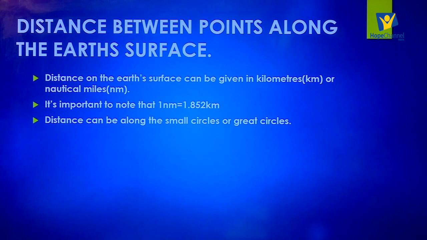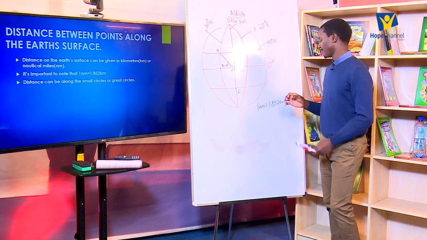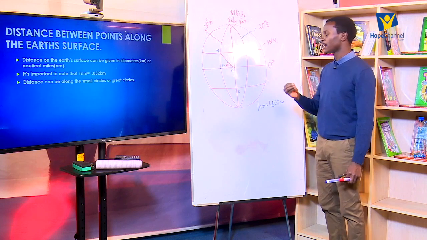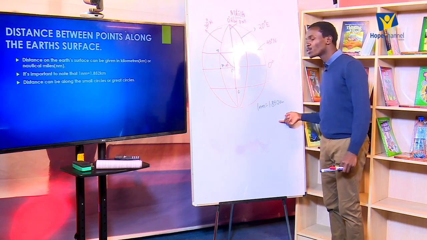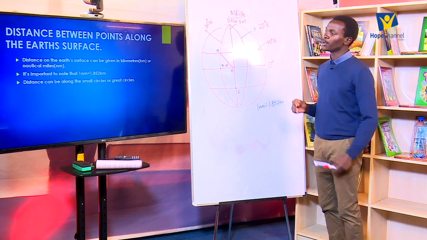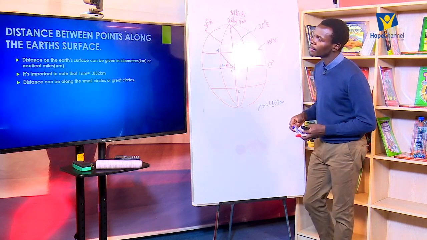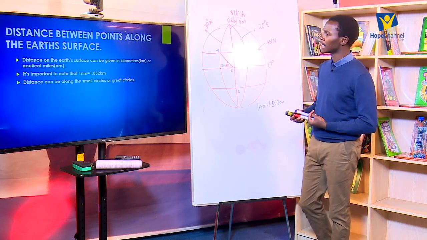1.852 kilometers as the relationship between nautical miles and kilometers. Sometimes you are given a different value in the exam. So if you are given in the exam 1.852 or 1.853, be sure to work out as you have been given.